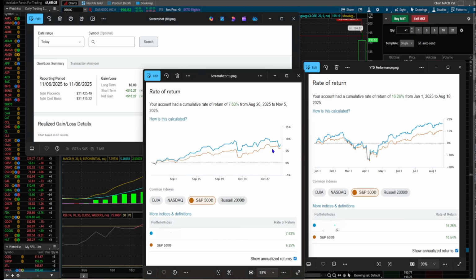Now, my portfolio performance since August 20th in the newer account is 7.63% compared to 6.25% for the S&P 500. And the old account, where all of the funds were transferred to the newer account, up until August 18th, was performing at 16.26% compared to the S&P 500 at 10.54%. And the combined totals of my accounts: 23.89% year-to-date performance compared to the S&P 500 at 16.79%. So I am outperforming the S&P 500 by 7.1%.